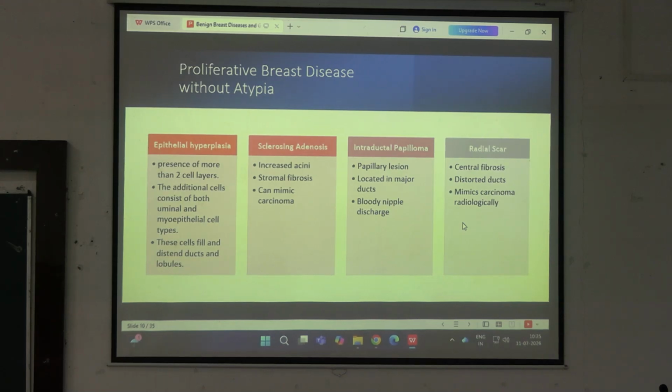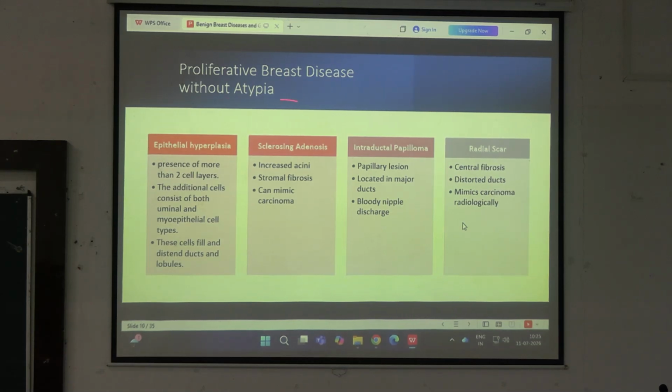This consists of both, the additional cells will be both luminal and myoepithelial cells. Both proliferate, but the epithelial cell layers altogether will be more than two layers. Okay, these cells will fill and distend the ducts and lobules. And this one is important, and just remember some points of each one.